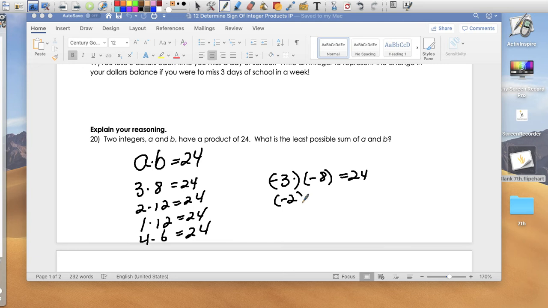So the negatives of all the factors that I already listed will also work. Negative 1 and negative 24 will also give me 24. Sorry, this should not have been 12, this should have been 1. Sorry, 24. So this is 1 times 24.